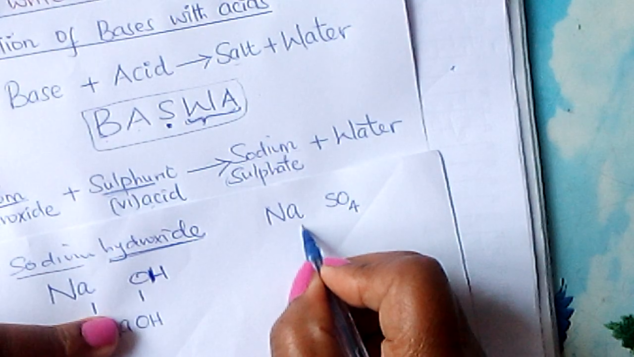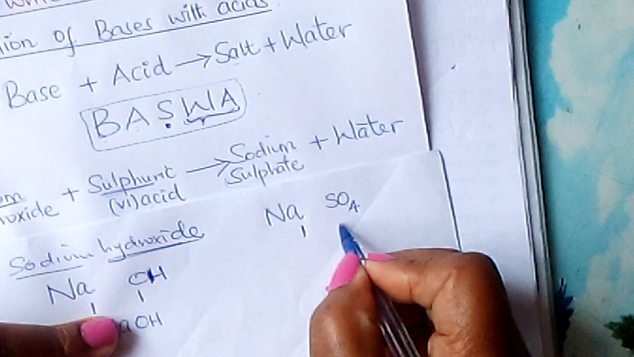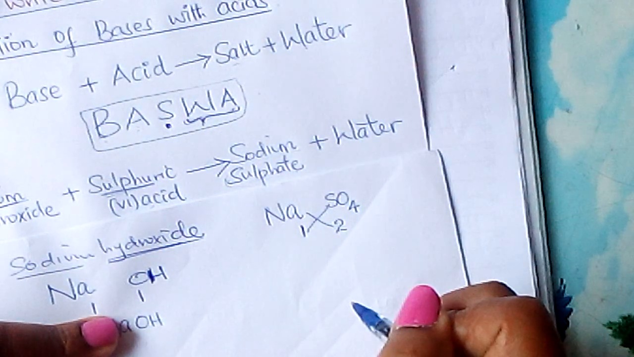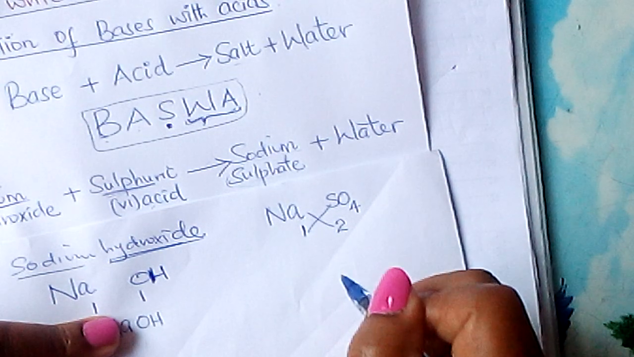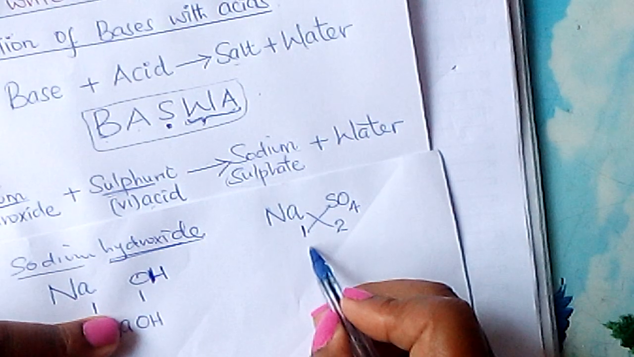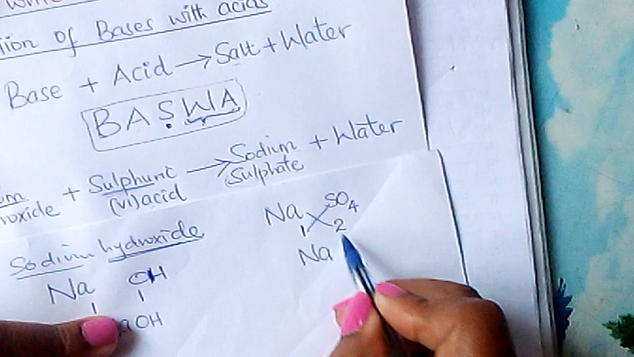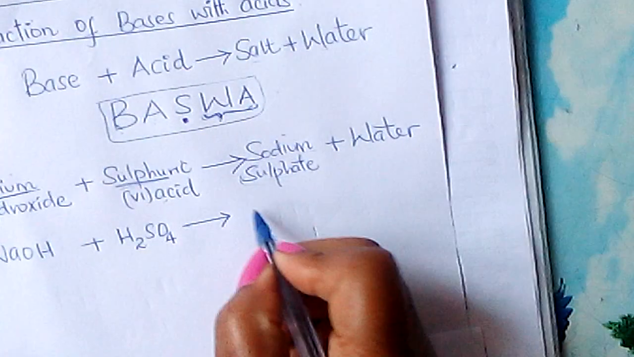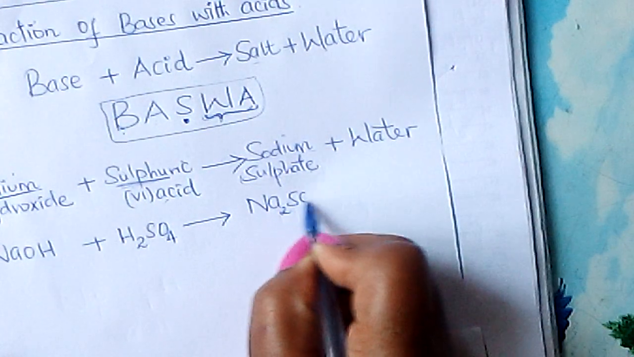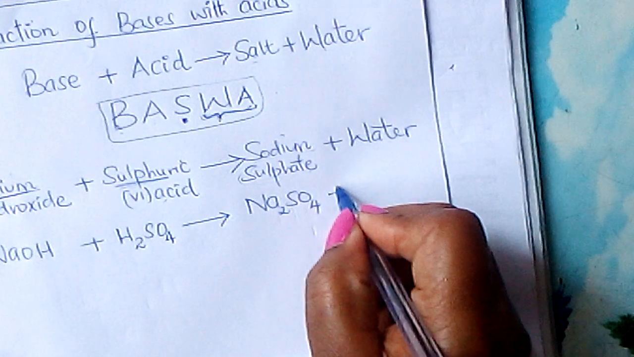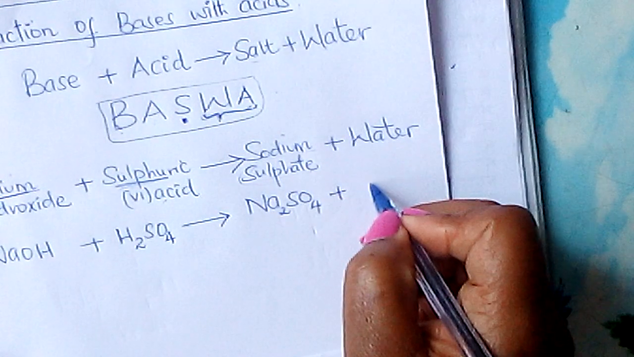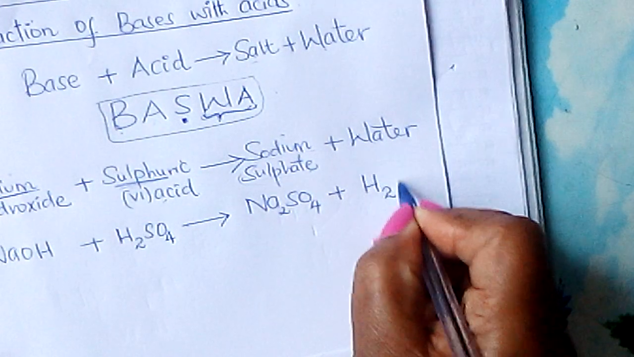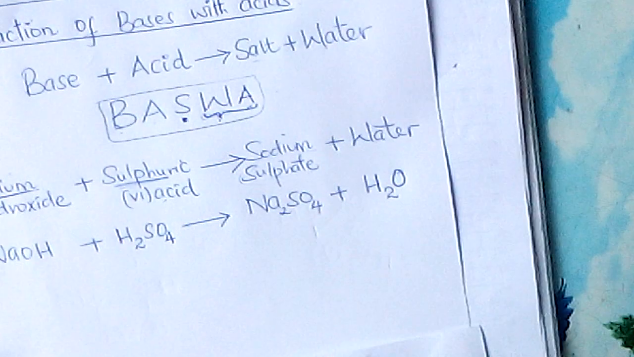Valency 1 for sodium. Go to valency 2 for sulfate. Interchange, learner. Look at that. Writing the correct chemical formula is how you get the correct chemical equation. So this will be Na2, fix your 2 there, SO4. Come and write it here. Na2SO4 plus what, learner? Water is a compound of hydrogen and oxygen. We normally write it this way, H2O, water, H2O.